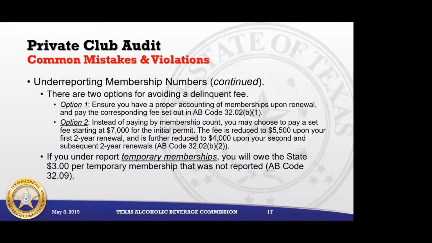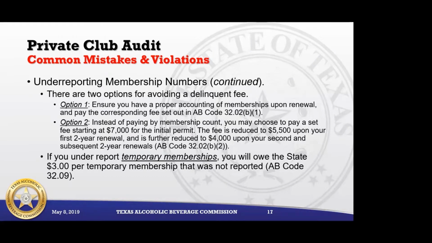The way to avoid this is, of course, number one, to make sure that you are ensuring a proper accounting of memberships upon renewal and paying the corresponding fee. Make sure that you're counting all your members and maintaining those records. Alternatively, instead of paying by membership count, you can choose to pay a set fee starting at $7,000 for the initial permit, and then that fee does go down each time you renew. Eventually, it goes down to $4,000 upon your second and subsequent 2-year renewals.